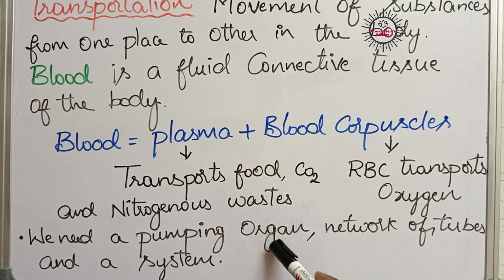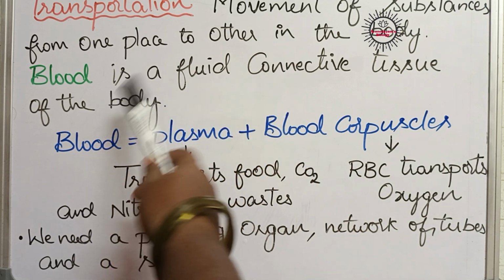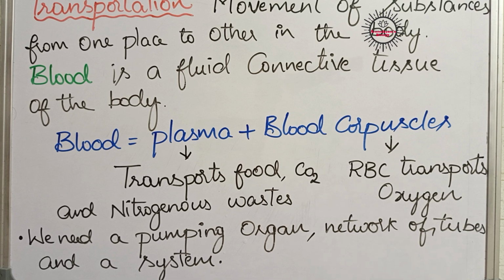So the pumping organ is the heart. It contains tubes called blood vessels. These blood vessels carry blood. All these are present in the form of a system called the transportation system or circulatory system. If any obstruction or repair is needed, the system will help in repairing itself. So we need all these things for transportation of substances in our body. So first of all, we have learnt the definition of transportation, and that blood is the main component of transportation, which contains plasma and blood corpuscles that help in transporting these substances. And along with blood, we need a pumping organ, the heart, and a network of tubes called blood vessels, and this whole circulatory system is present in our body, which helps in the continuation of these life processes.